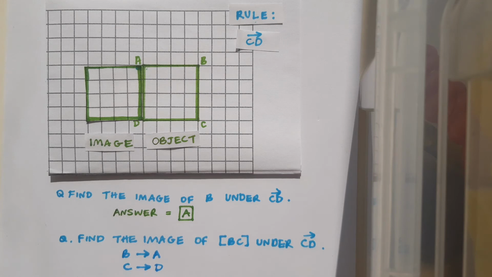When I go to write my answer at the end of this, I should write my answer in the same notation or in the same way as the shape that was moved, the shape that we started out with. So in this case, I'm using my line segment notation of my square brackets. My answer is best written as BC goes to AD.